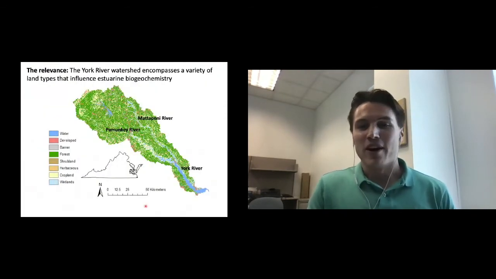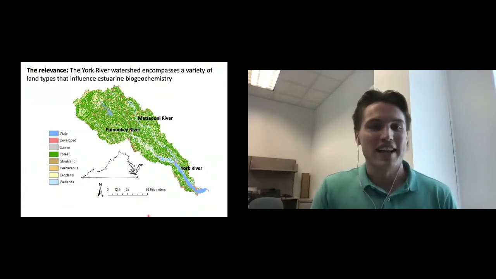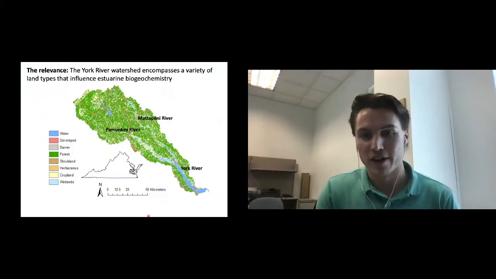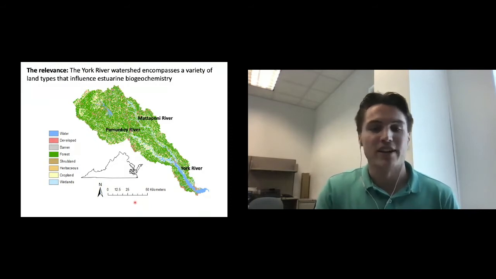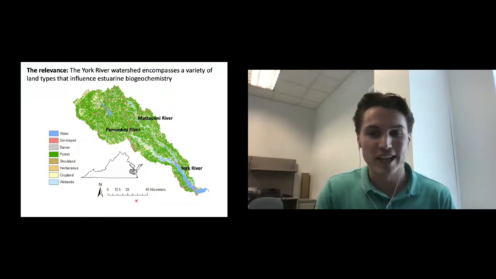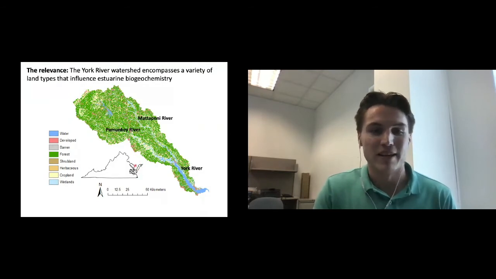So I want to begin with our York River watershed, which we've heard plenty about today. But I want to highlight that the York River watershed encompasses a variety of land types that influence the biogeochemistry of the York River. And what you're seeing here is a land map that shows the different land types that vary across the watershed. So even though most of the watershed is forested, as you see in the green, there are also some areas that are dominated by cropland and agriculture in the yellow, or developed land in the pink, as well as wetlands in the light blue.